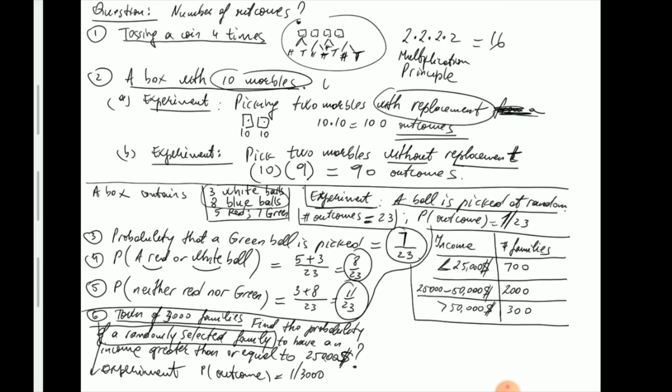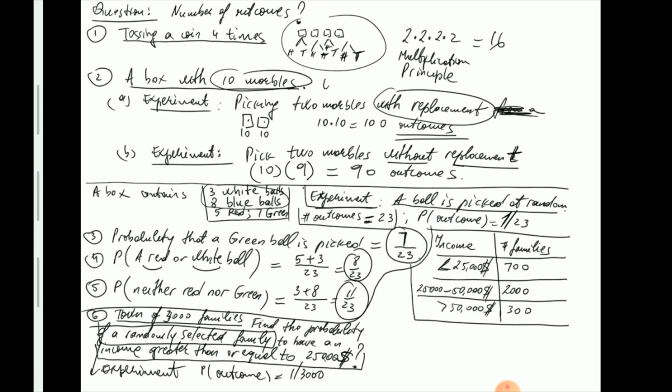But that's not the important or interesting question. It's implicitly understood that if there's nothing special about how you pick the family, each outcome is equally likely. So I have 3,000 families, each equally likely to be picked. But the question is about not an outcome, but an event, which is a subset of outcomes. What's the probability of an income greater than or equal to 25,000?